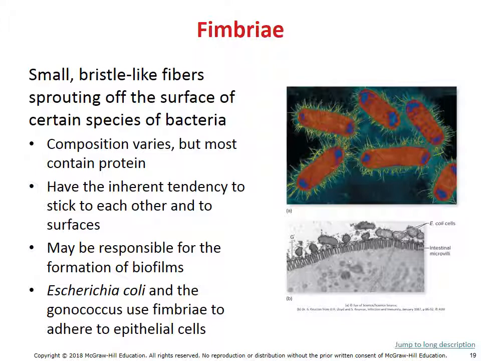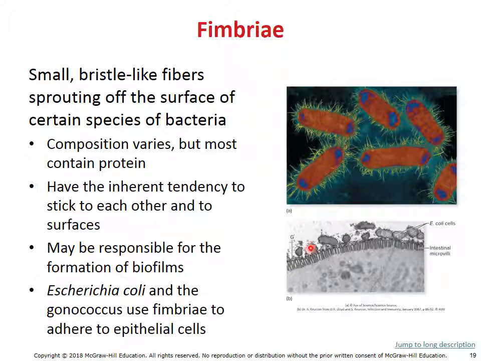The fimbriae are going to be small, bristle-like fibers made of protein that extend beyond the surface of the cell. These do not typically move. These are really there to be kind of like spikes or projections. But what happens is these spikes or projections can get stuck to other spikes or projections, including other bacteria, like we see in example A here.